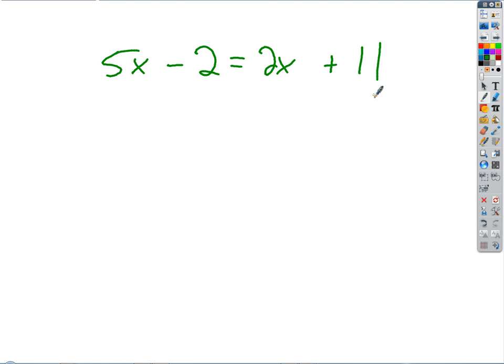Now when we solve for x, we're trying to isolate x, right? But what's the problem? Why can't I isolate x yet? X isn't by itself. I've got more than one x up there. How can I possibly isolate x if there are multiple x's in the equation, right? So I've got to combine them, right?